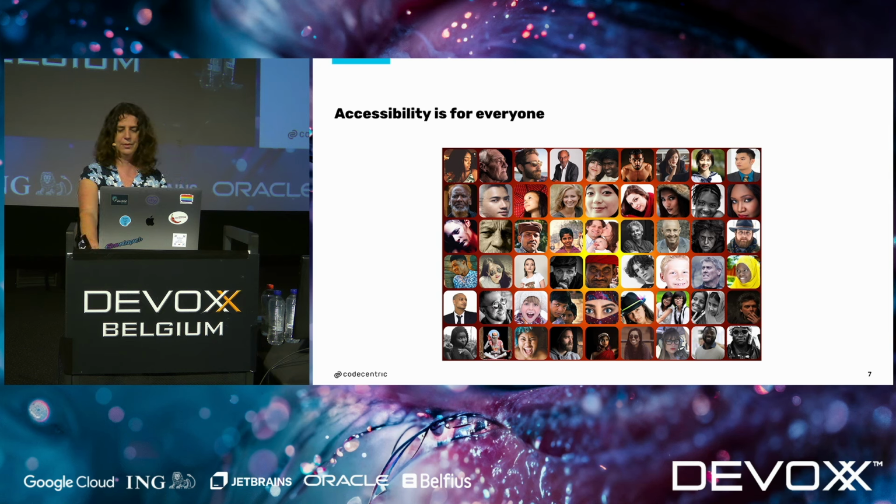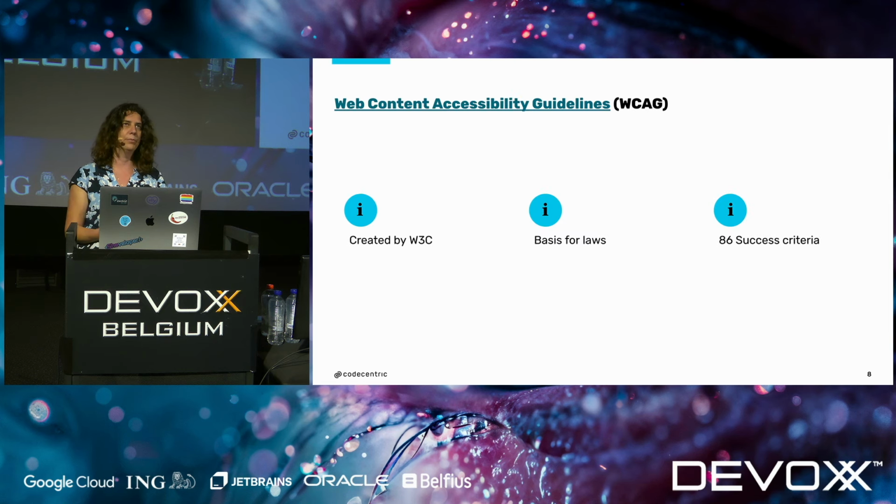Luckily, we have some guidelines for that. The most important ones are the Web Content Accessibility Guidelines. They were created by the W3C, and they are really set as a standard. So around the world, they are used as a basis for laws. Next year, there's going to be a new law coming into effect in the European Union that will also enforce accessibility for some parts of the private sector. So it might be that you will encounter accessibility in the future.